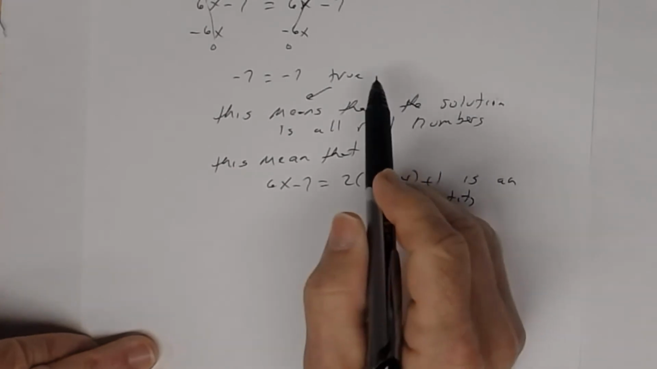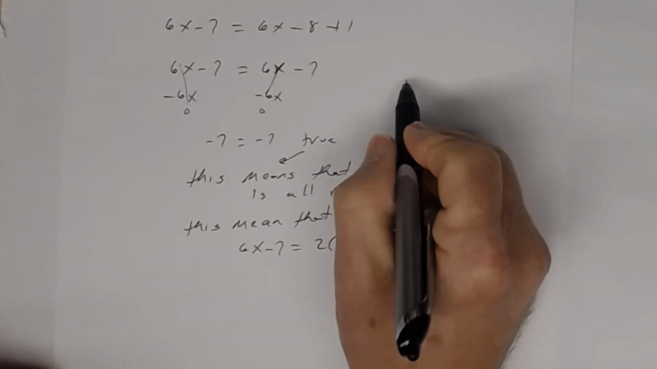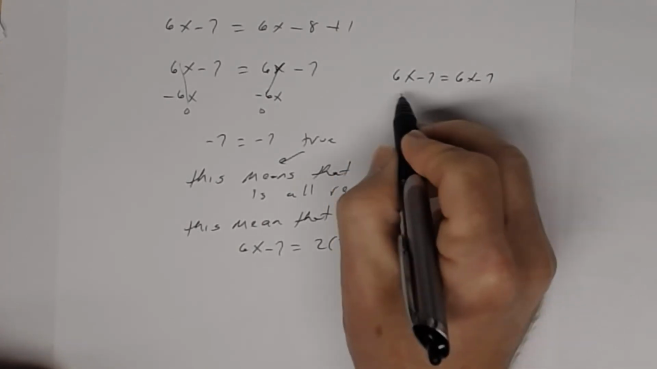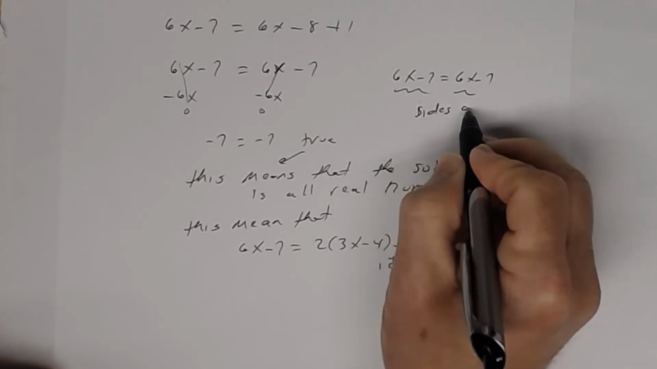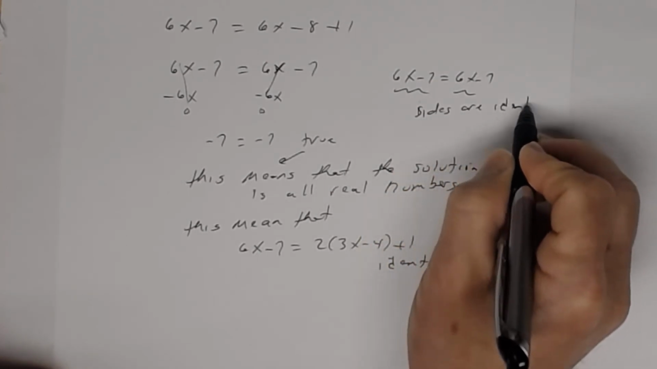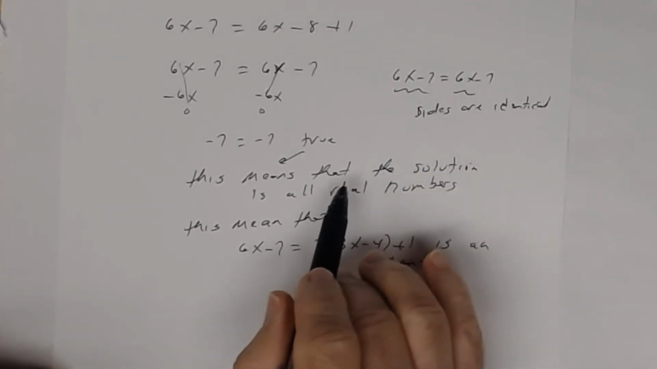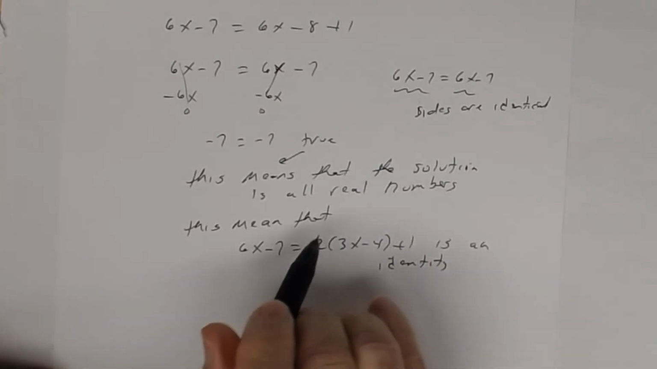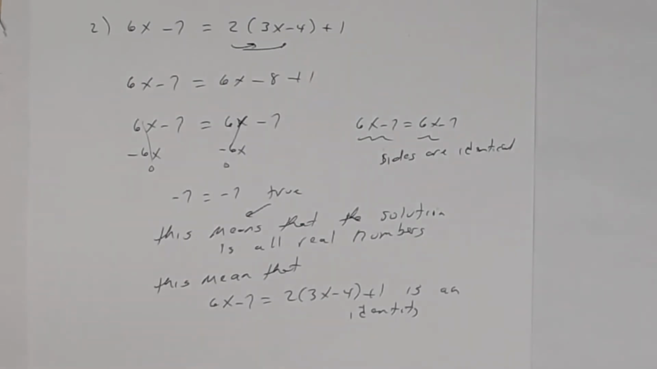All right? But it was important for you to see that 6x minus 7 equals 6x minus 7, that those two sides are identical. Right? So right away you know it's an identity, and right away you know that no matter what value I substitute for x, it is going to be a solution. So the solution is all real numbers. All right, so that was number 2. All right, let's look at number 3.